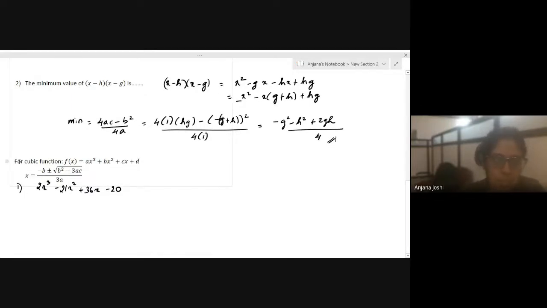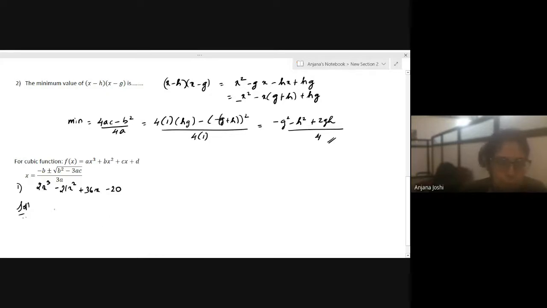So I've just taken the cubic equation f of x is equal to ax cube plus bx square plus cx plus d. Then the points where the minimum and the maximum occur are given by x is equal to (minus b plus or minus root of b square minus 3ac) divided by 3a. Let me illustrate this by making use of a problem. So let me take this cubic function, 2x cube minus 21x square plus 36x minus 20 is equal to 0. So let us find out where we shall be getting the minimum and the maximum.